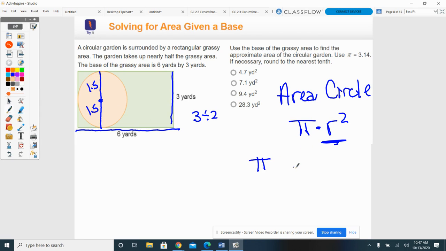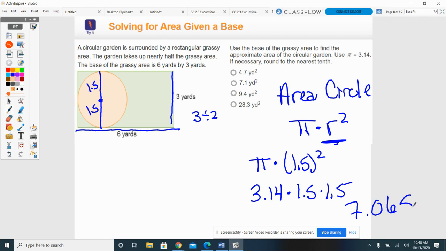So my formula is going to be pi times 1.5 squared. We are going to round, so I can type in my calculator 3.14 times 1.5 times 1.5. And I get 7.065. And they want one decimal, but that 6 will turn that 0 into a 1. And the answer is yards squared.